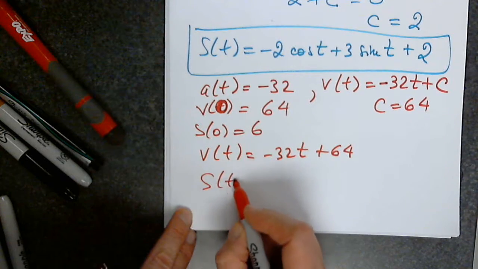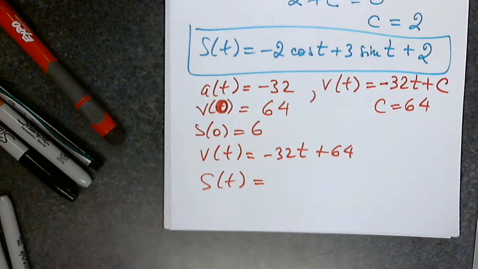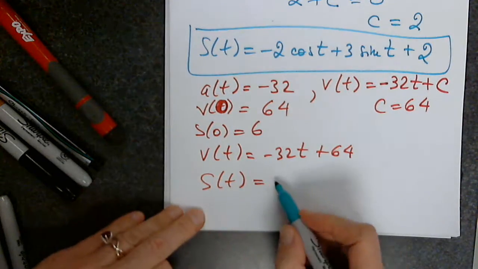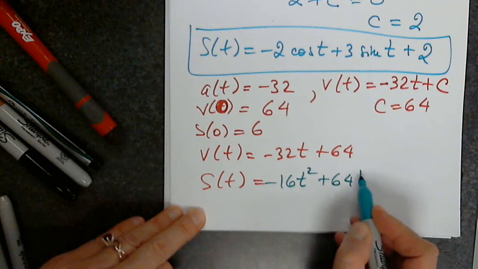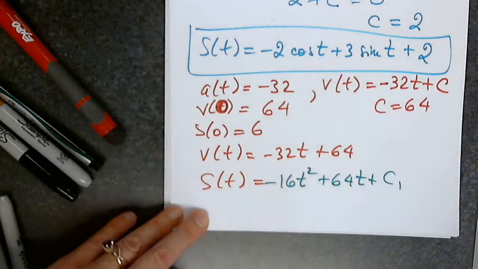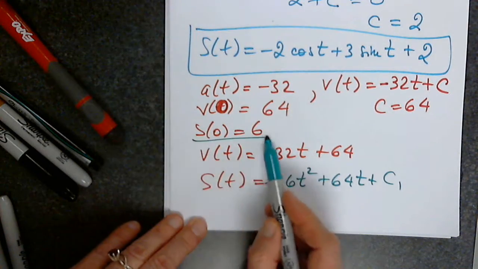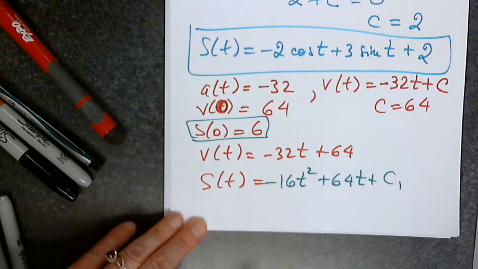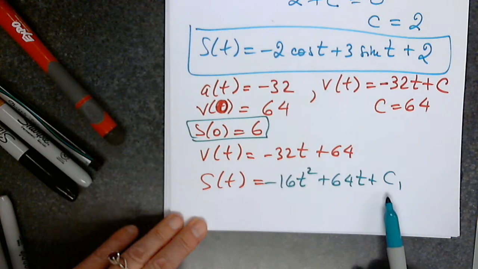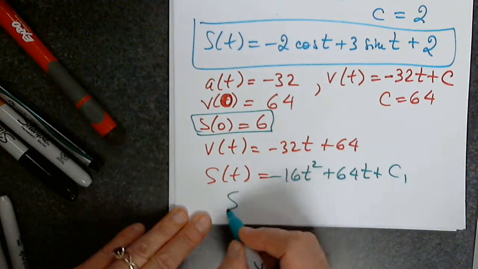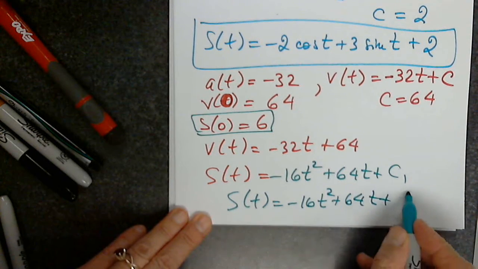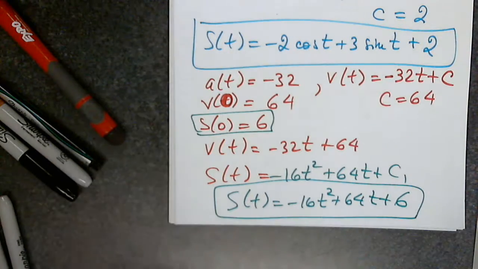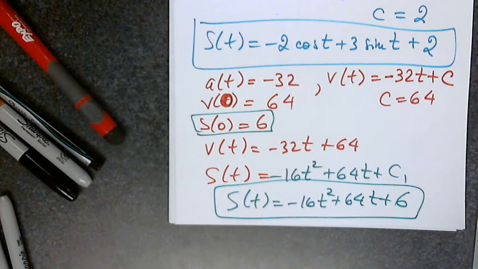Now we want to find s of t. How much is s of t? Yes, because it's t squared over 2: negative 16t squared plus 64t plus c1. But we are told that s of 0 is 0, so then c1 must be 0. So s of t is negative 16t squared plus 64t plus 0. And this is the unique function that complies with the given conditions.